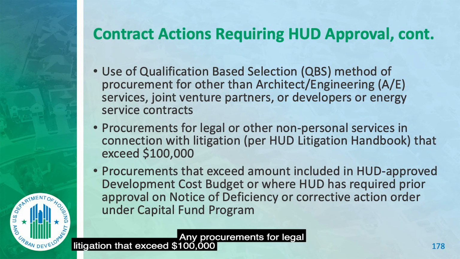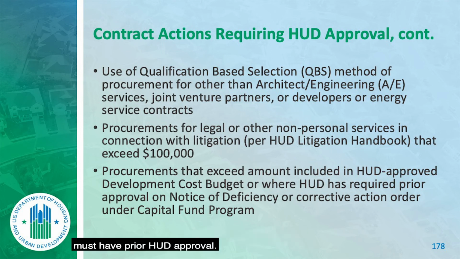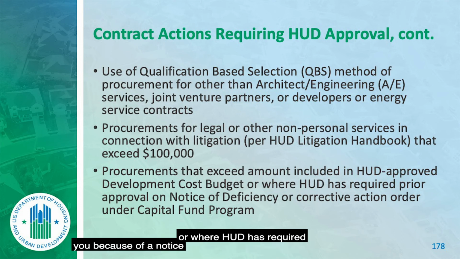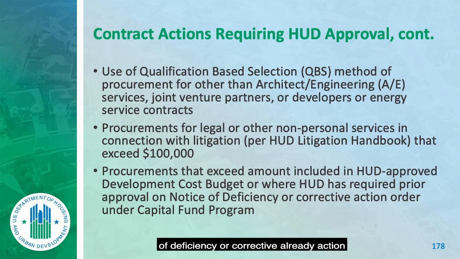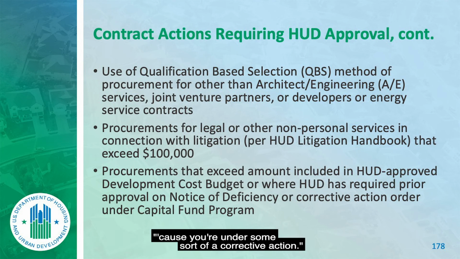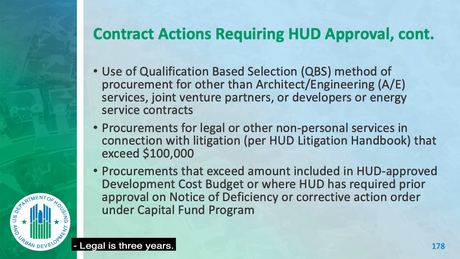Any procurements for legal litigation that exceed $100,000 must have prior HUD approval. Procurements that exceed the amount included in the HUD approved development cost budget, or where HUD has required you because of notice of deficiency or corrective action under the capital fund program. So they're just reminding you, we've already told you you have to get approval from us on everything because you're under some sort of corrective action. No. Legal is 3 years.